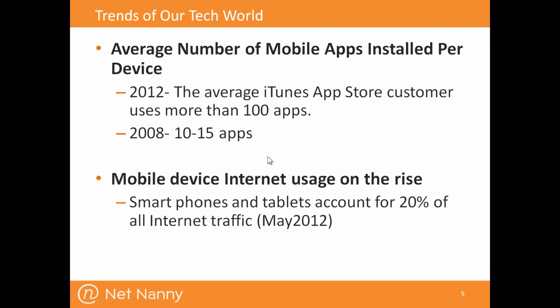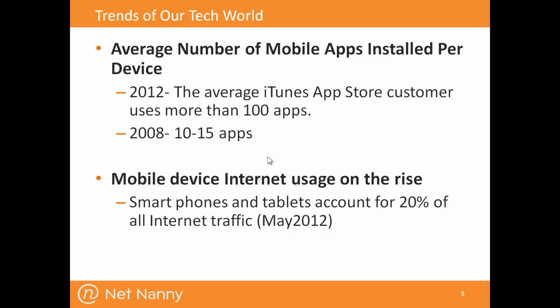The average number of mobile apps installed per device is growing as well. In 2008, it was estimated that most users had between 10 and 15 apps, and a lot of people had even less than that. They would have a weather app and maybe their mail app. But now that's really grown. The average iTunes App Store customer uses more than 100 apps on their mobile devices. That's evident if you take a look at anyone's iPhone or Android device or pick up a tablet. There are just hundreds of these apps installed.